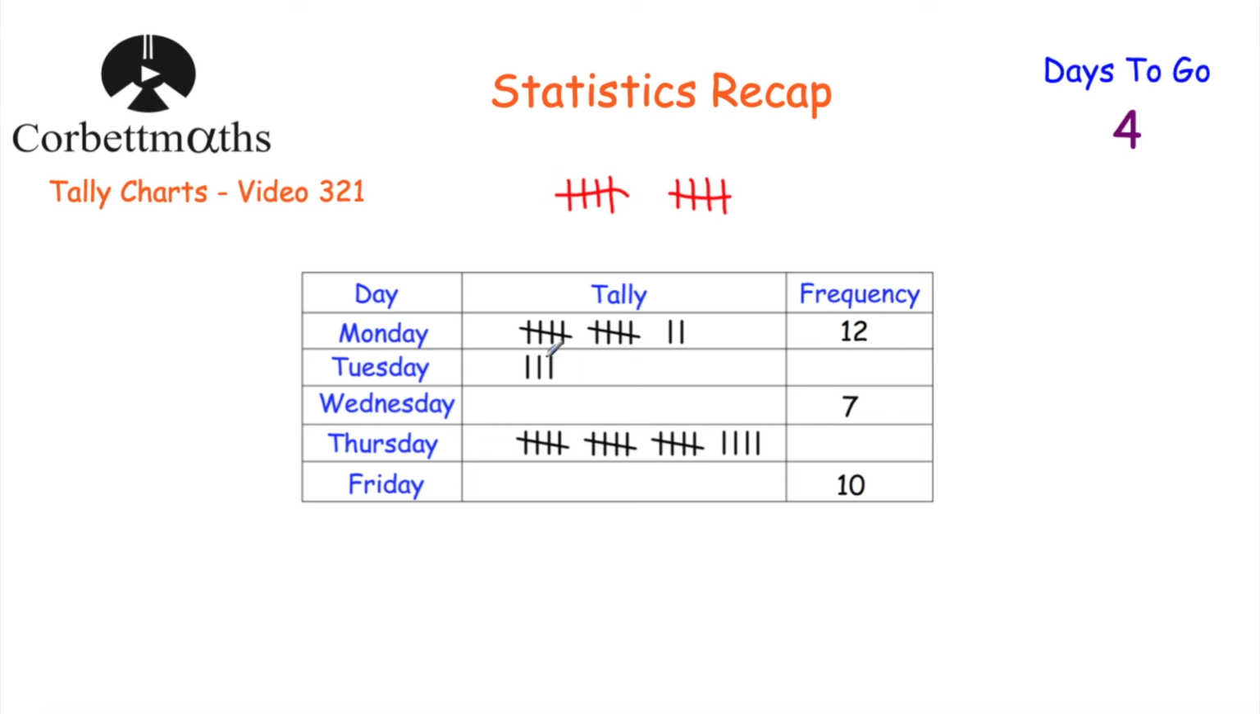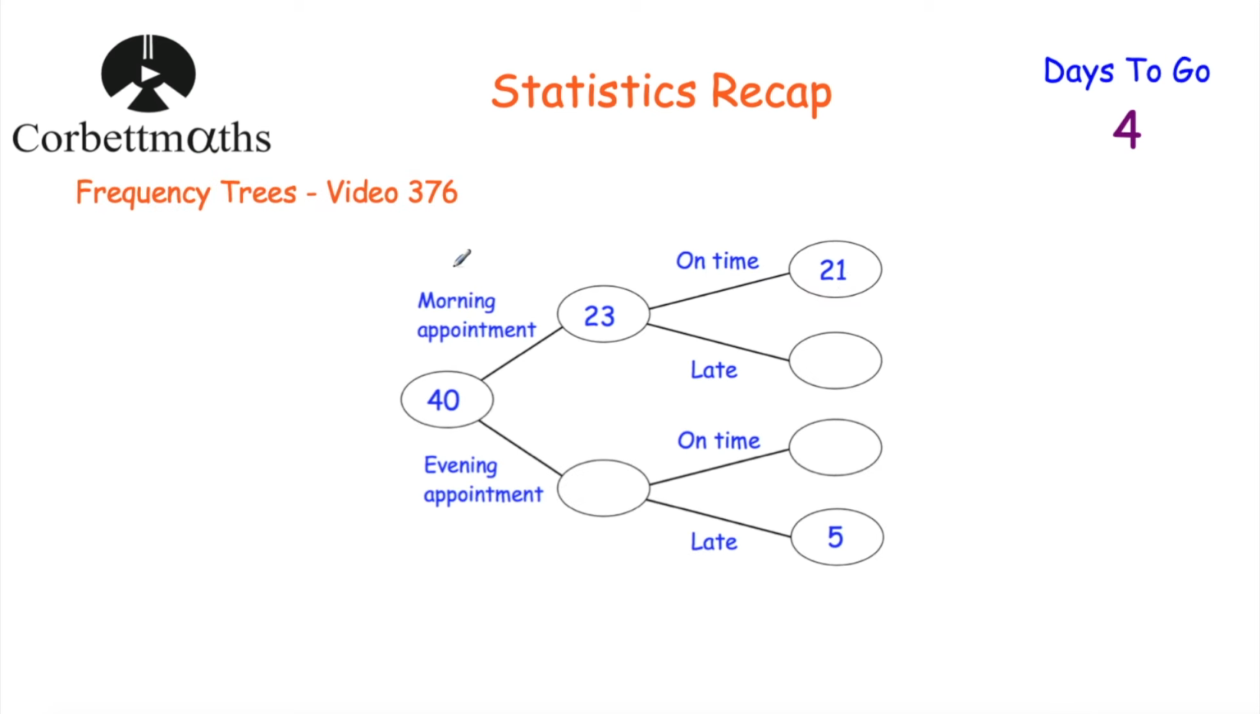Also, sometimes you might have tallies drawn for you, and you've got to write the frequencies. Remember, frequency means how many. So here we've got 1, 2, 3 on a Tuesday, so that's 3 there, and so on. So tally charts, hopefully it's quite a straightforward topic. Okay, next topic, frequency trees.